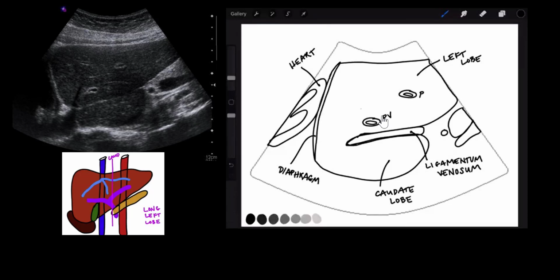Let's go ahead and label some other structures in our picture as well. We have portal veins, the splenic artery, pancreas, and splenic vein.